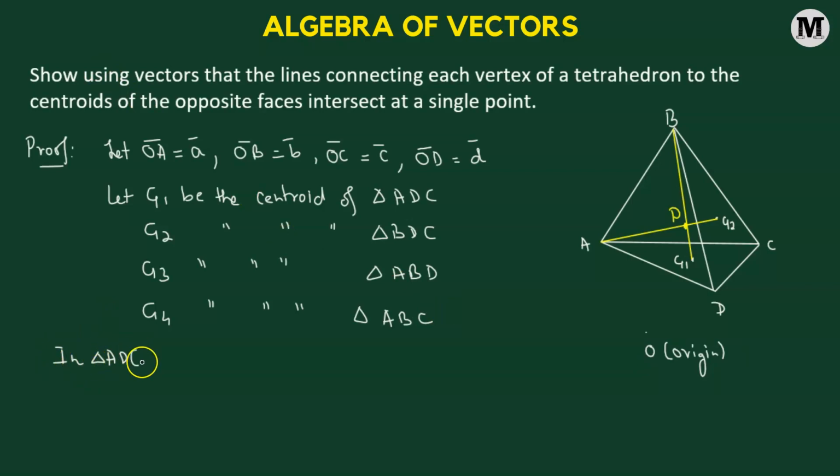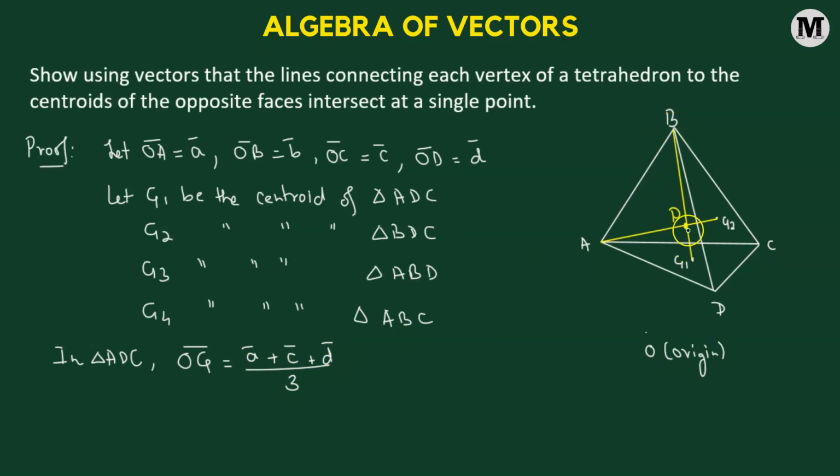Okay. Now let's start with the triangle ADC. In triangle ADC, we can define the position vector of its centroid, OG1, because there's a standard formula for it. All we have to do is consider the position vector of each of the three vertices of the triangle. So that's vector A, vector C, and vector D. We're going to take the sum of these three vectors, A, C, and D, and divide it by 3.